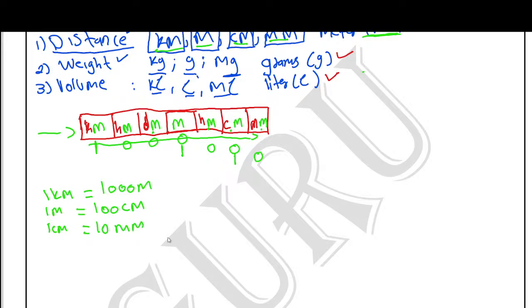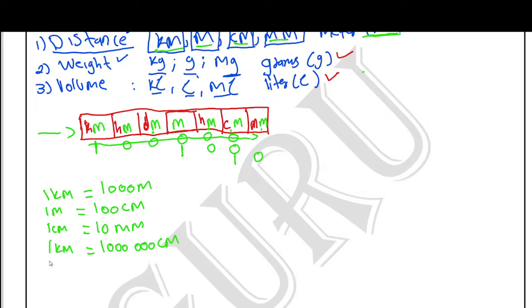Okay, so now I'm changing. I want to know how much is 1 kilometer in centimeters. I'm going to start by writing 1 at kilometer, then write 0, 0, 0, 0 up until I reach centimeters, meaning that 1 kilometer is equal to 100,000 centimeters.